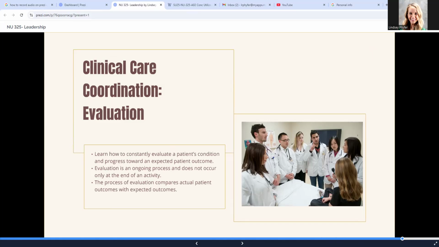So were we expecting them to be discharged within 3 days? Did that discharge in 3 days happen, or did they have to stay in the hospital longer, or did they get discharged earlier than that 3-day mark? That is very important in the evaluation process when it comes to patient outcomes.